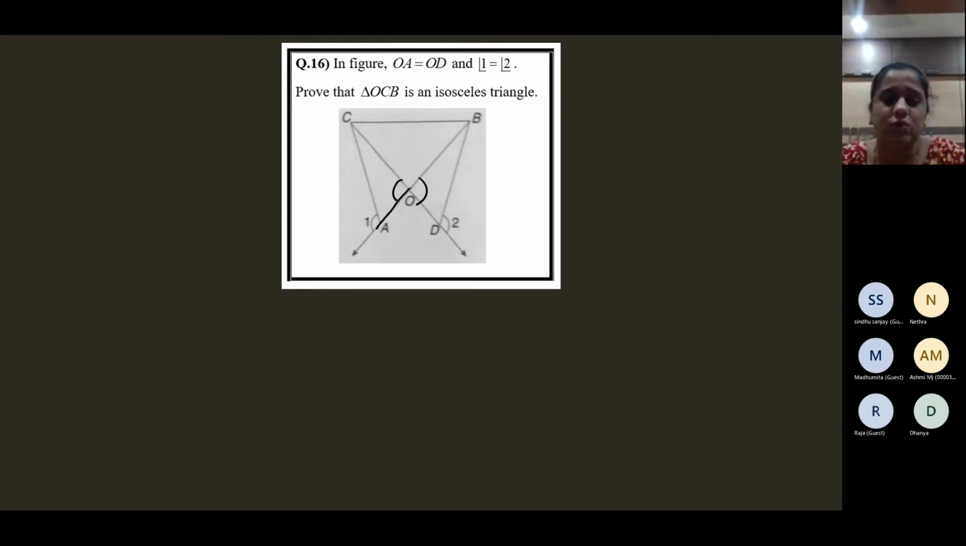Then OA is equal to OD. That's given. Which are the two triangles we have taken up? We have taken up this triangle and this triangle. So this side is equal to this side, this angle is equal to this angle. And then we know that angle 1 is equal to angle 2.